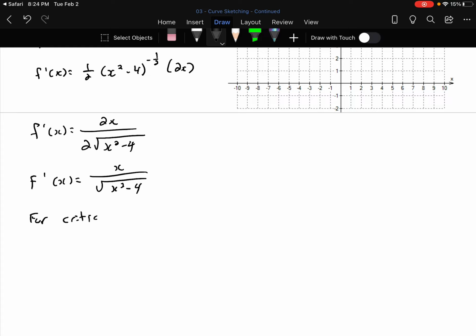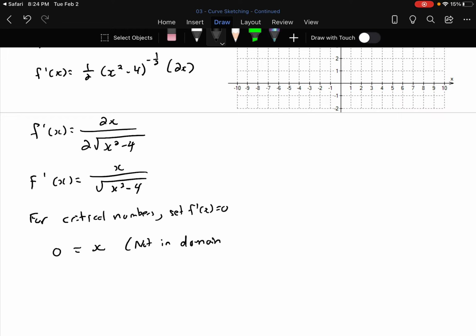critical numbers. Set f prime at x equal to 0. So what I really want is the numerator equal to 0, and I get x equals 0. Now, here's what's interesting here. That x equals 0 is a critical number, and yet it's not in the domain. So that is very strange.